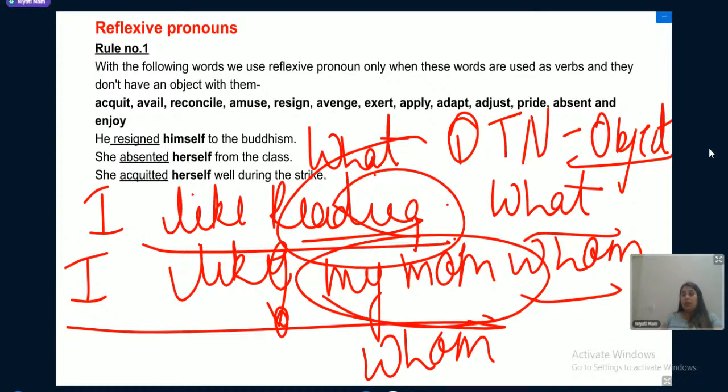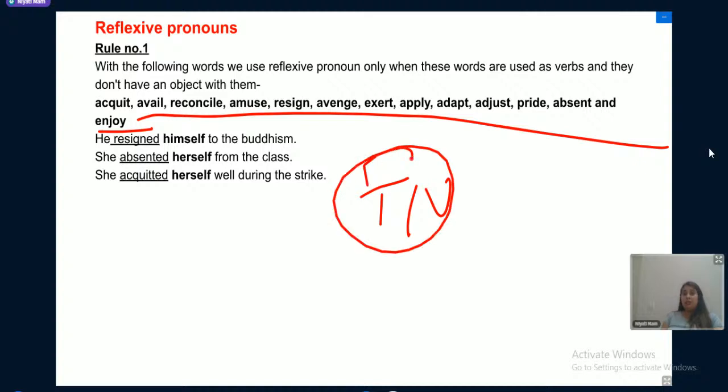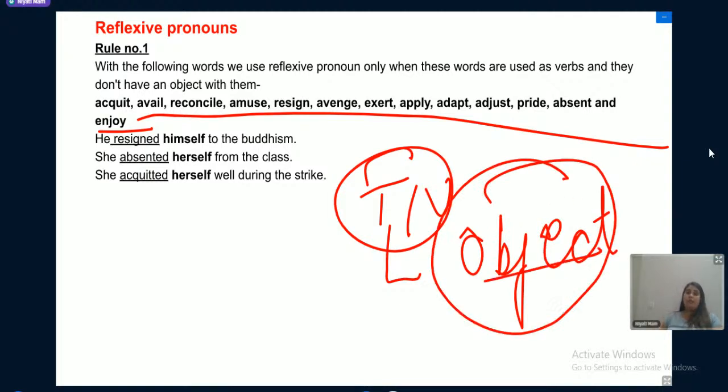Now I told you that all these verbs are transitive verbs. If they are transitive verbs, one thing is very clear: they will always need an object after them. Now, with the following words, we use reflexive pronoun only when these words are used as verbs and they do not have an object with them.